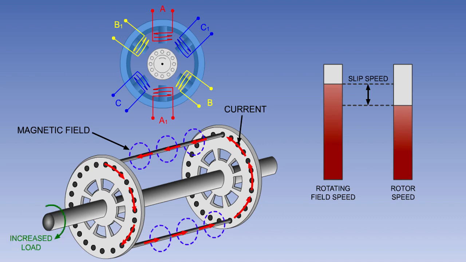If the load on the motor is increased, the rotor will tend to slow down. This will increase the amount of cutting of lines of flux and increase the current flowing in the squirrel cage, which in turn increases the strength of the induced magnetic field, which increases the motor torque to compensate for the increased load, maintaining the motor speed virtually constant.